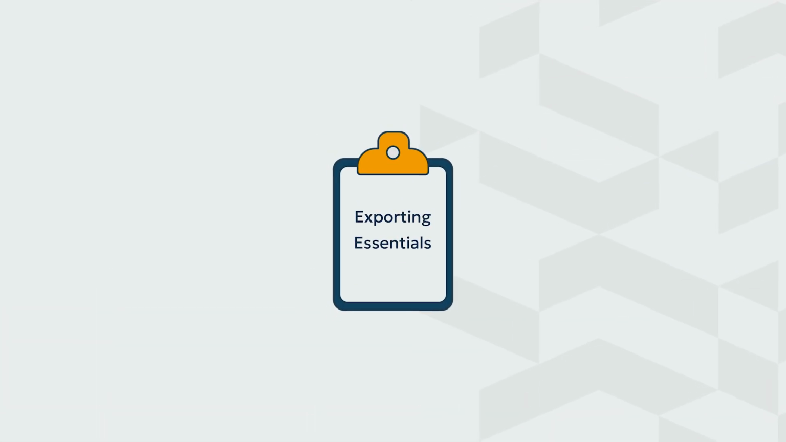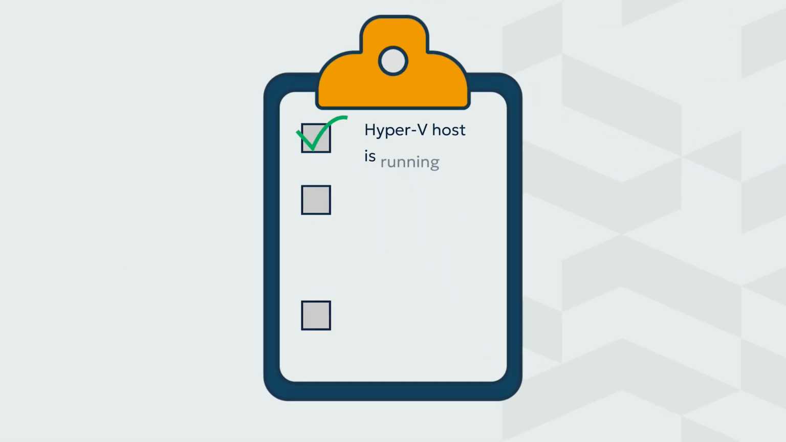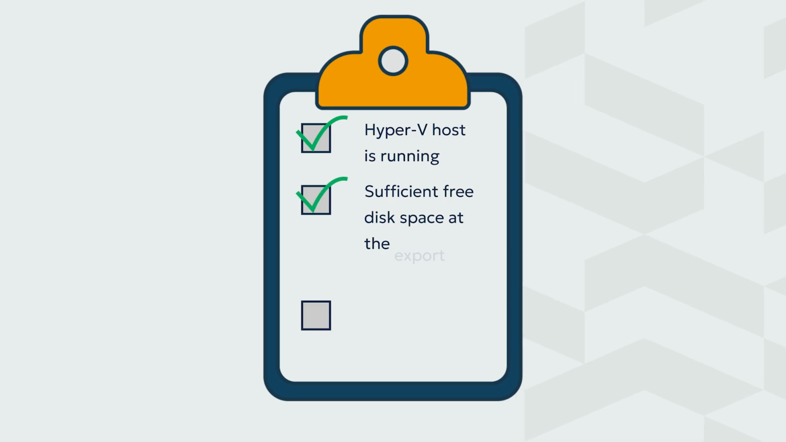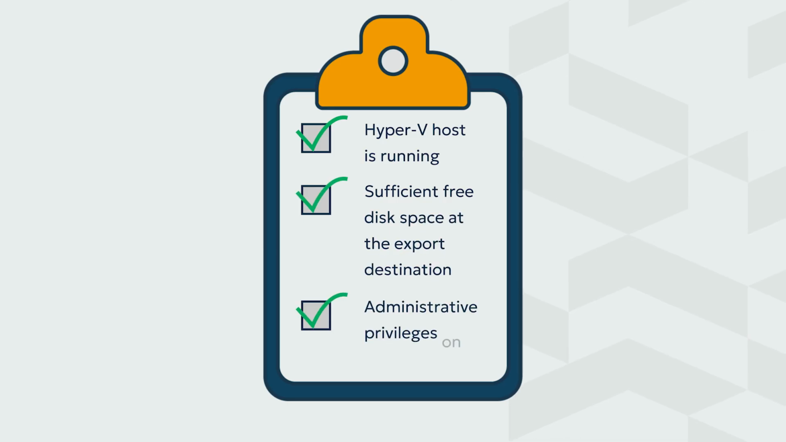Preparing to export Hyper-V virtual machines. Before exporting your VMs, make sure your Hyper-V host is up and running. You'll also need enough free disk space on your export destination and administrative privileges on the host. These are essential to avoid common issues, like permission errors and incomplete exports.